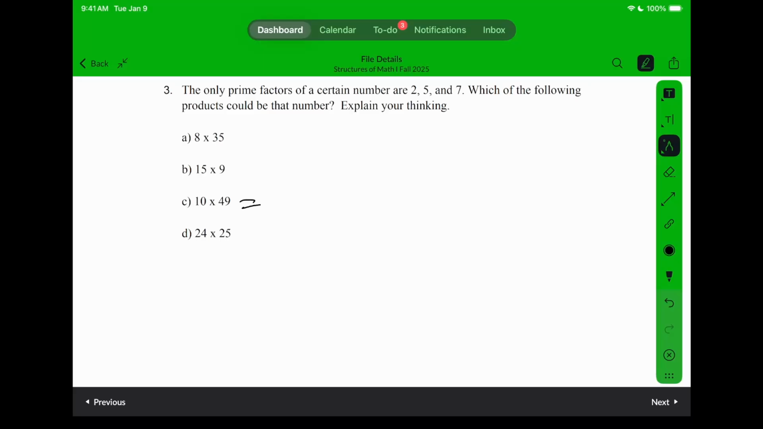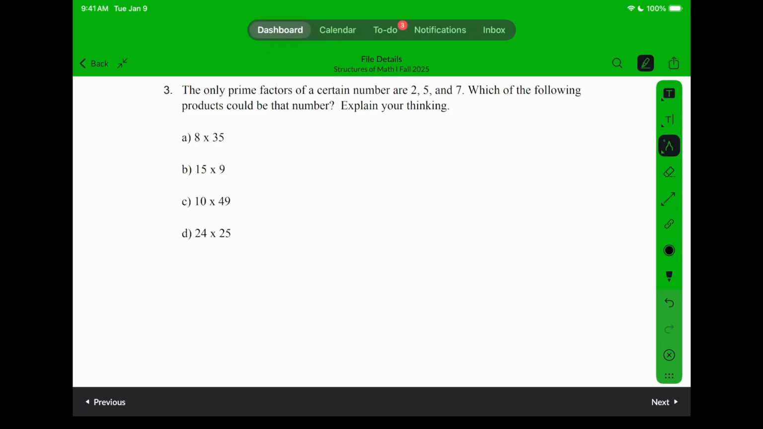So like 10 times 49, they're like, okay, that's 490, and then try to factor tree 490. That's a lot of work. You do not have to do that. Plus, some of these are huge numbers, like 24 times 25. Guys, what are we doing? We don't have to do that.